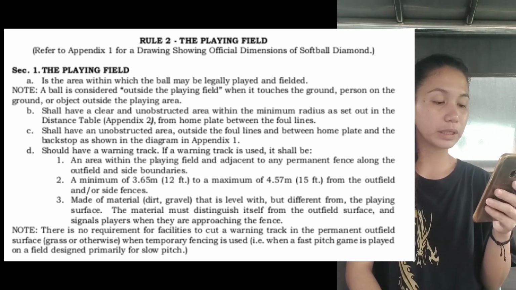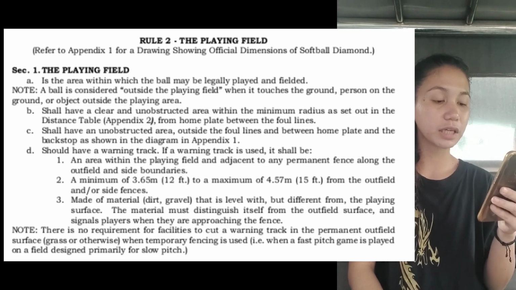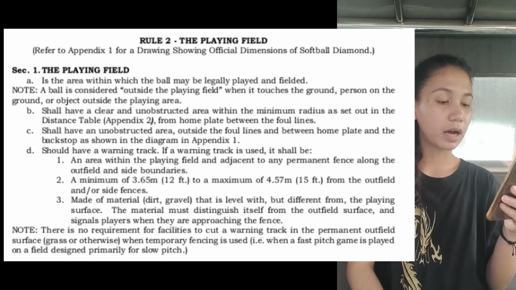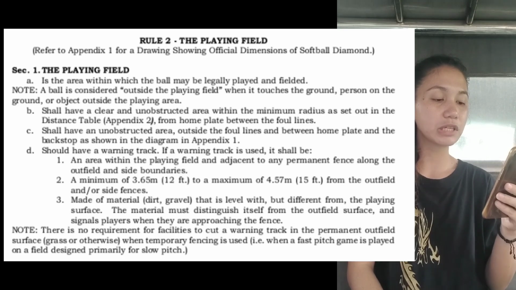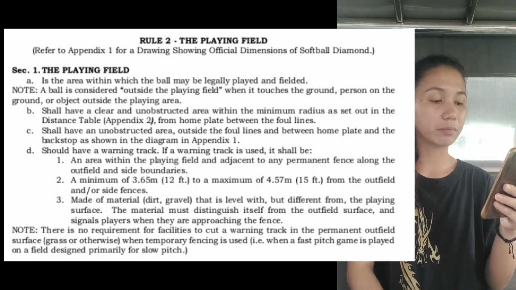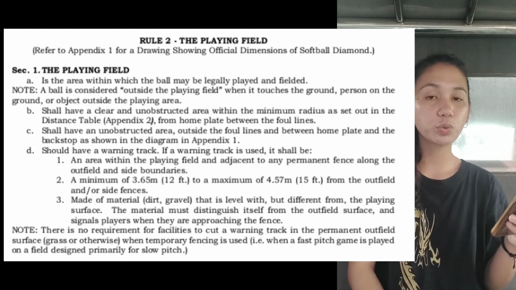From home plate between the foul lines. C. It shall have an unobstructed area outside the foul lines and between home plate and the backstop as shown in the diagram in Appendix 1. Or D. It should have a warning track. If a warning track is used, it shall be an area within the playing field and adjacent to any permanent fence along the outfield and side boundaries. So that is rule number 2, section 1.